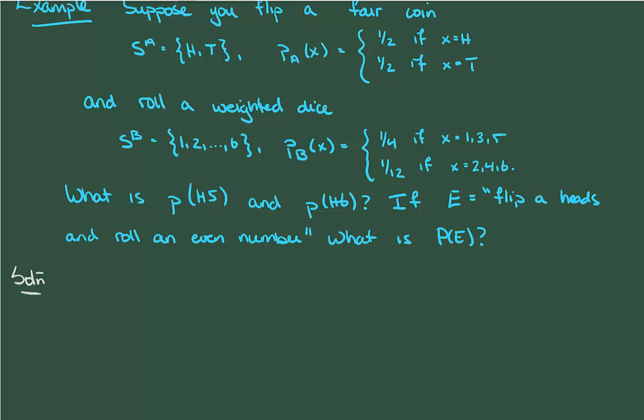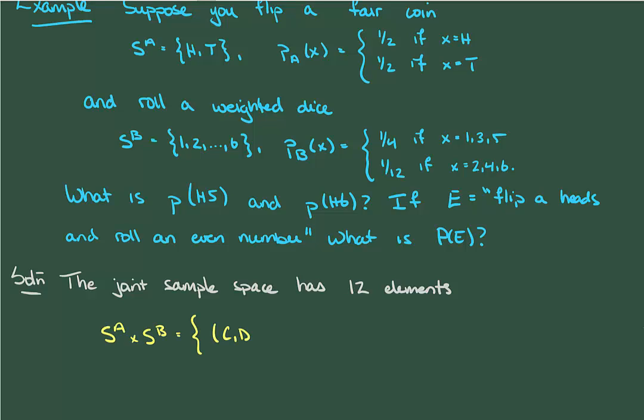While not necessary to the problem, let's think about the joint experiment. The joint space has 12 elements in it by the basic counting principle. There are 2 possibilities for the coin flip and 6 for the dice roll, and we can roughly write them out as follows.